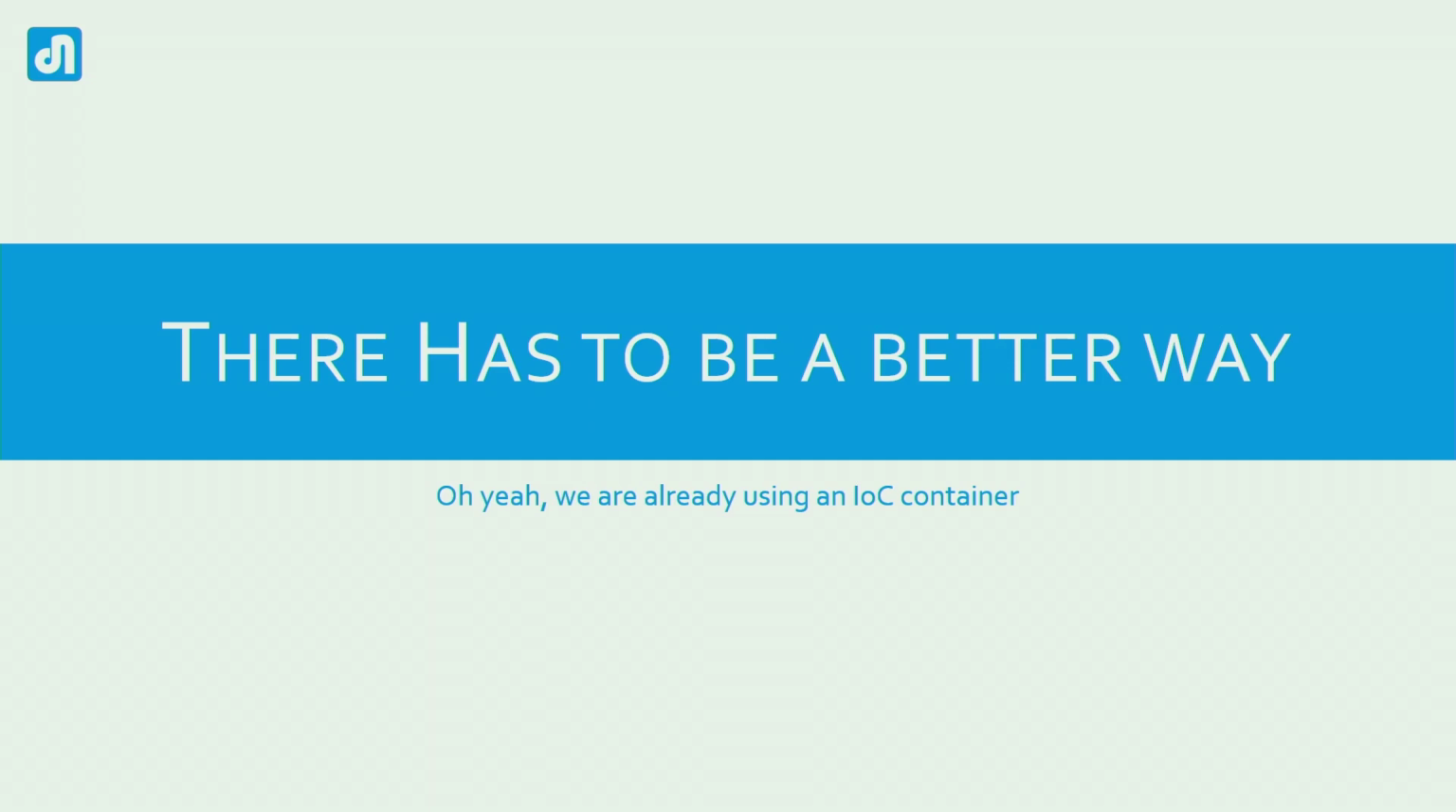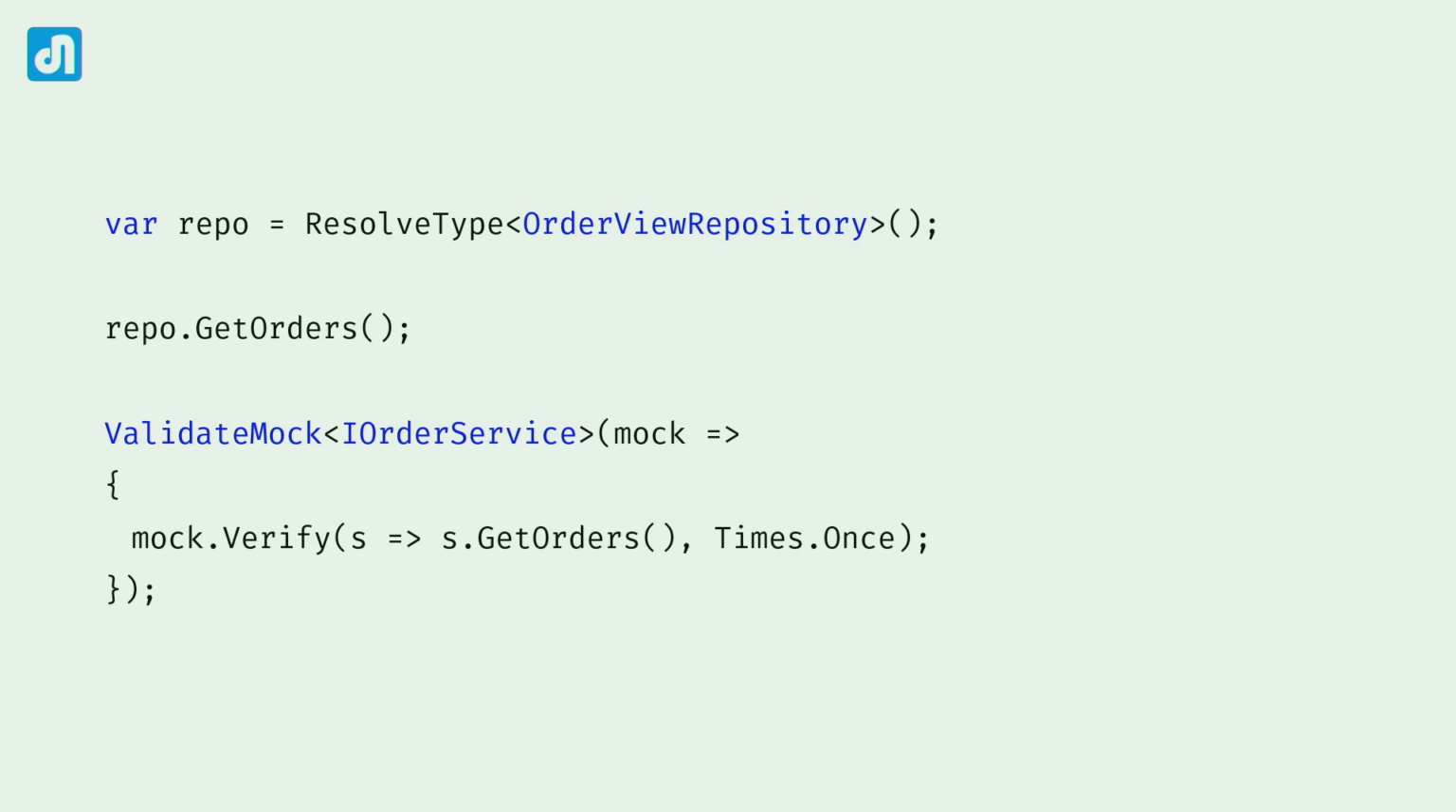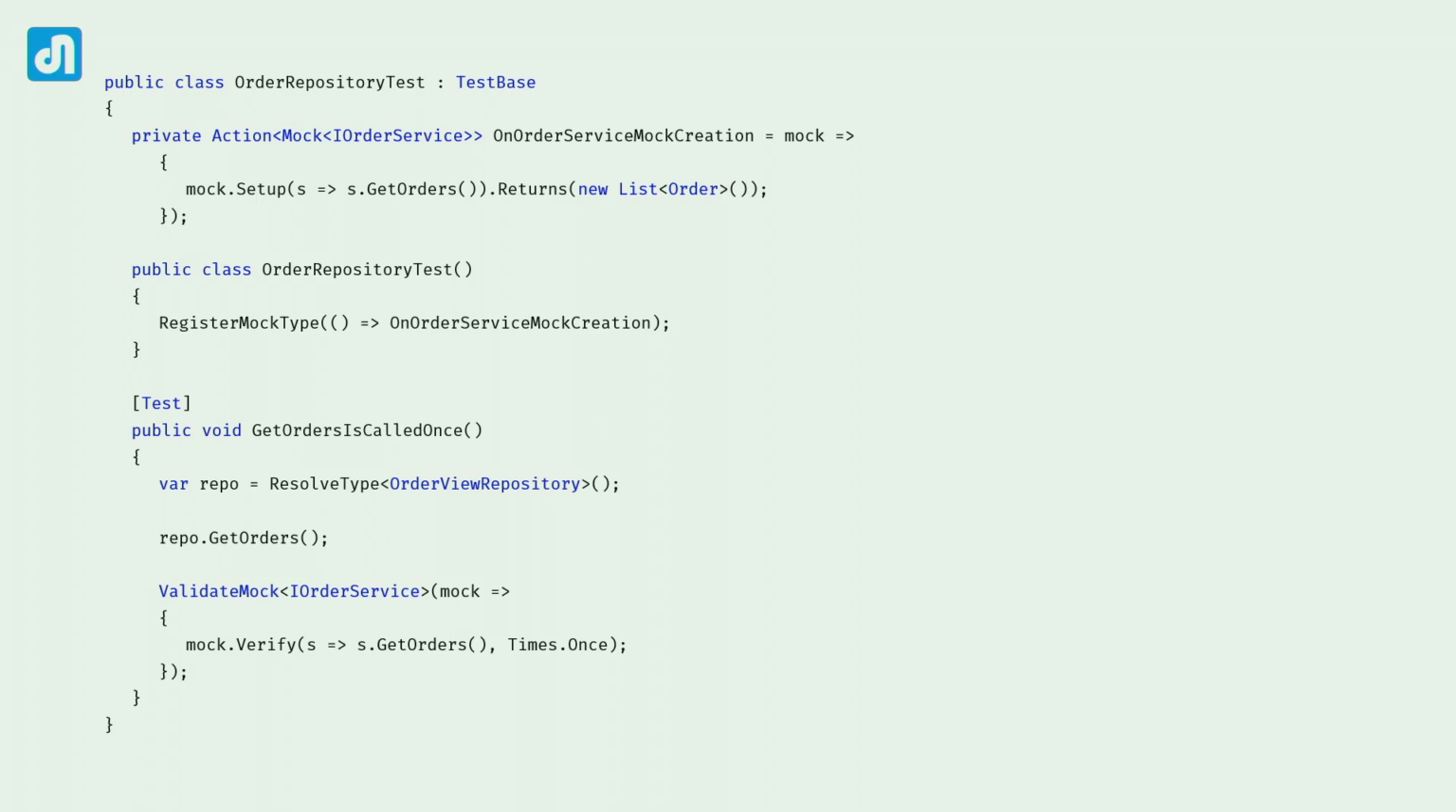And I realized I'm using IOC everywhere. What if I could write a test that was something more like this, where I just say, hey, give me the type I want. I'm testing the order view repository, and get my orders, and hey, validate mock that an IOrderService was called, the GetOrders was called on it once, and everything. So I started working down that route. I created something where my tests started looking a little bit more like this as a whole class.